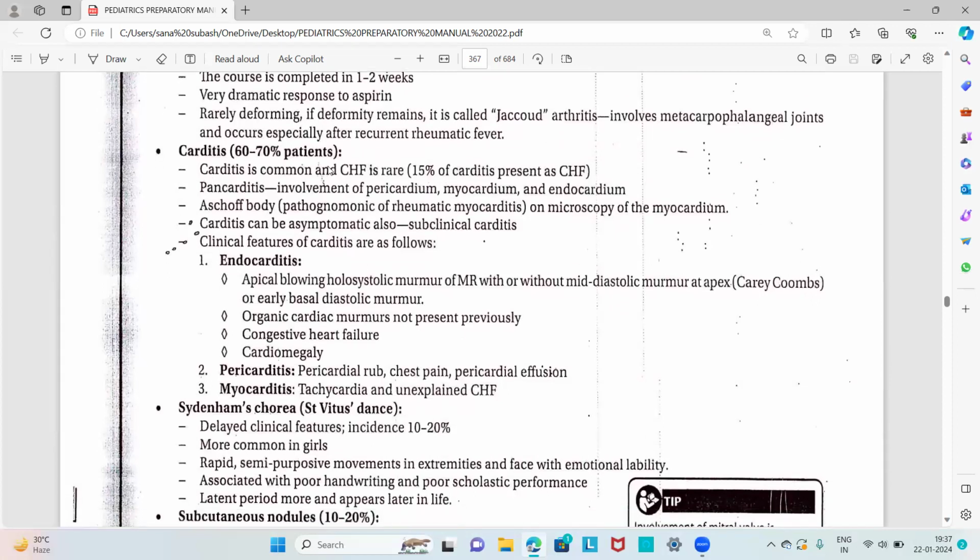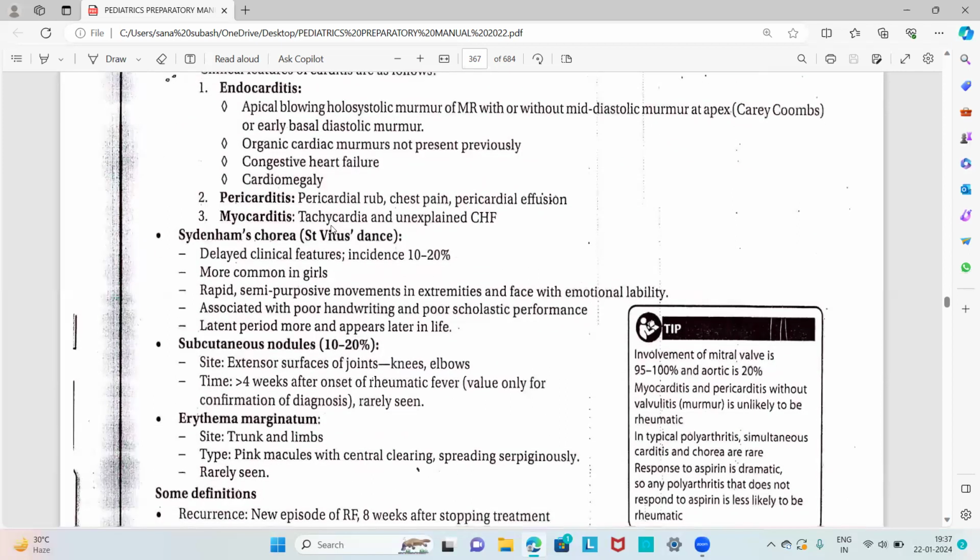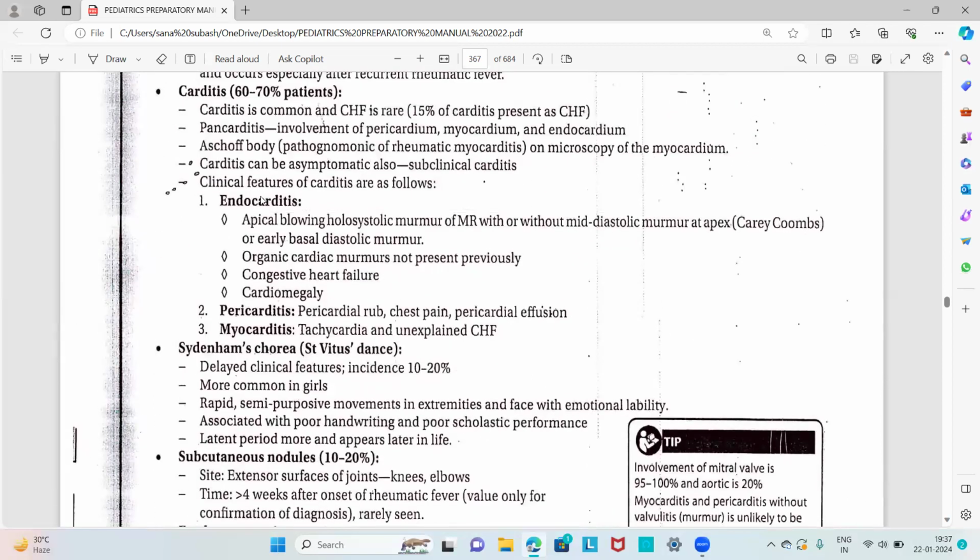Then carditis is common and CHF is rare. Pancarditis, involvement of the pericardium, myocardium and endocardium, will be there. In the case of endocarditis, there will be a Carey Coombs murmur, that is an early basal systolic and diastolic murmur will be present.